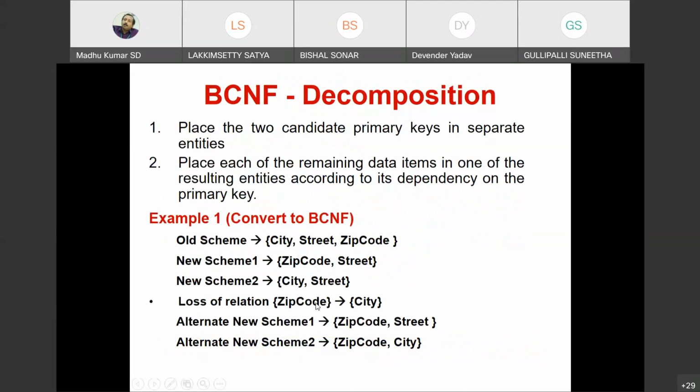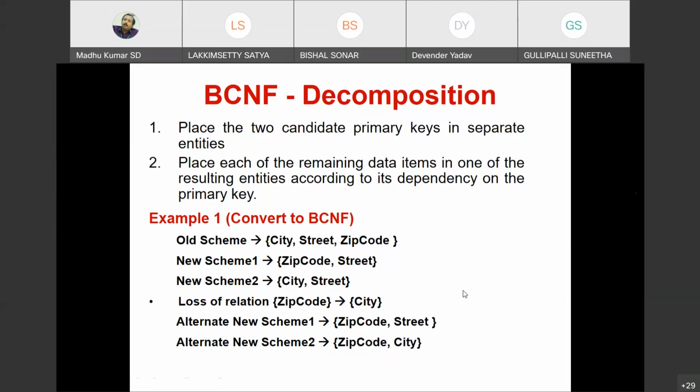So in the first decomposition, you lost the functionality that pin code or zip code determines city. That is lost. It is not coming from these two tables. But here actually you have pin code determines street, pin code determines city, and you have the pin code determining street also there. Are you losing that functionality that pin code or zip code determines street in the second decomposition, which is displayed now?